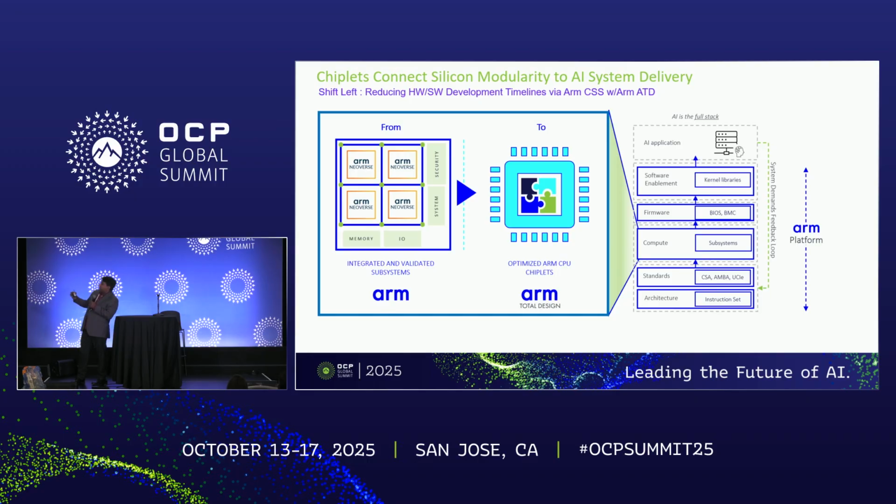So what does it do? Where we are is we have the CSS, which provides the integrated and validated subsystem. But then with the Arm Total Design ecosystem play, we get an optimized CPU chiplet, which is now going to play well with this AI full stack. And this is the acceleration that we are talking about that is coming to fruition. In the next few slides, Louis will be talking about the collaboration that Siemens has with Arm towards this modern approach. Thank you.